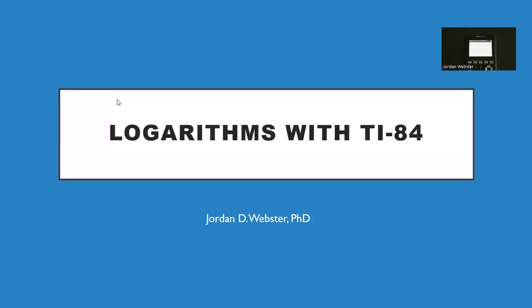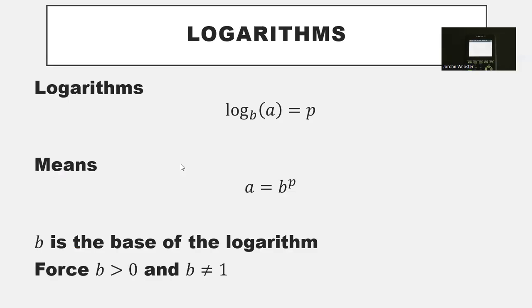In this video, you'll see how to calculate logarithms with the TI-84. Logarithms are a mathematical operation where log base b of a equals p really means that a is equal to b to the p power. Because of this, generally speaking, we always force the base of our logarithm to be greater than 0, so positive, and not equal to 1, because 1 to any power is always 1. So log base b of a equals p means a equals b to the p power.